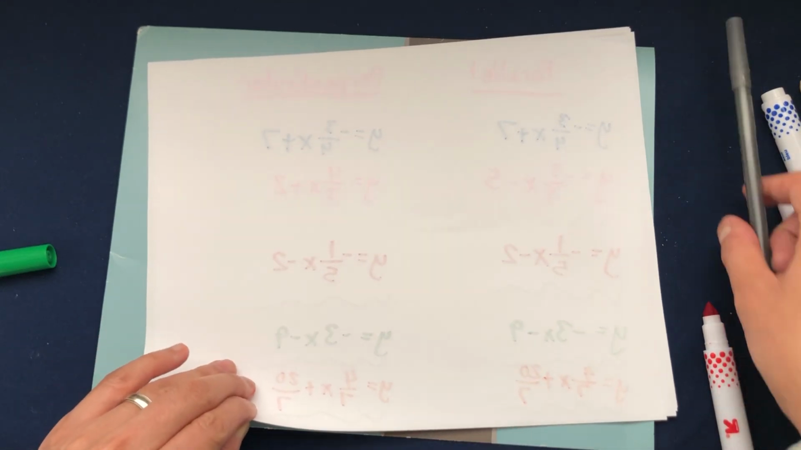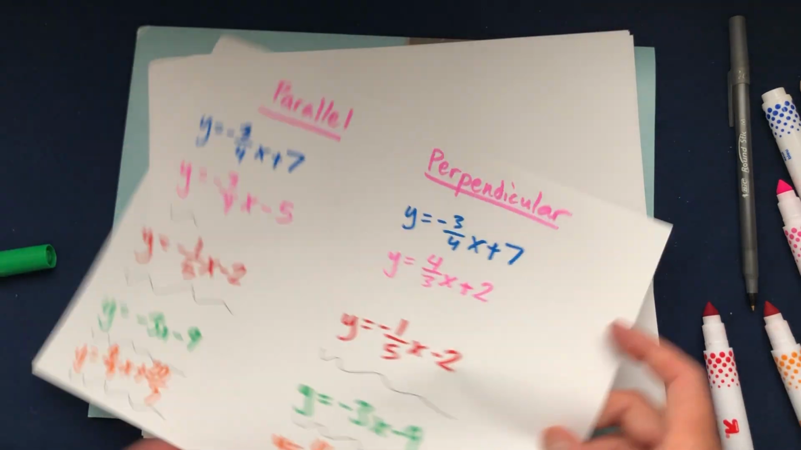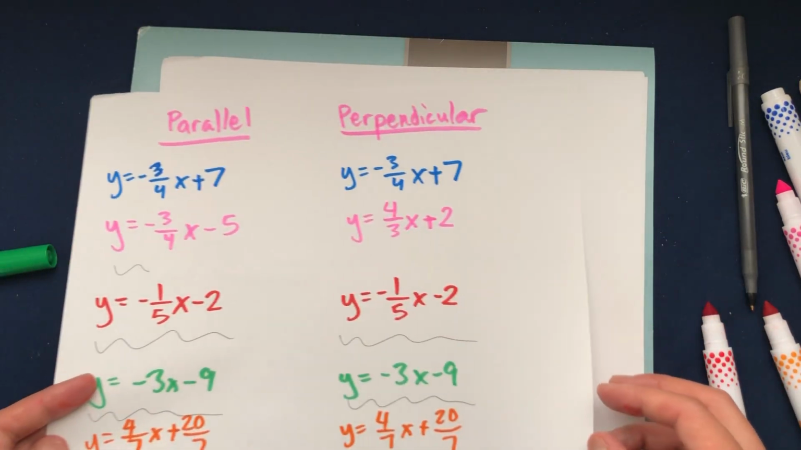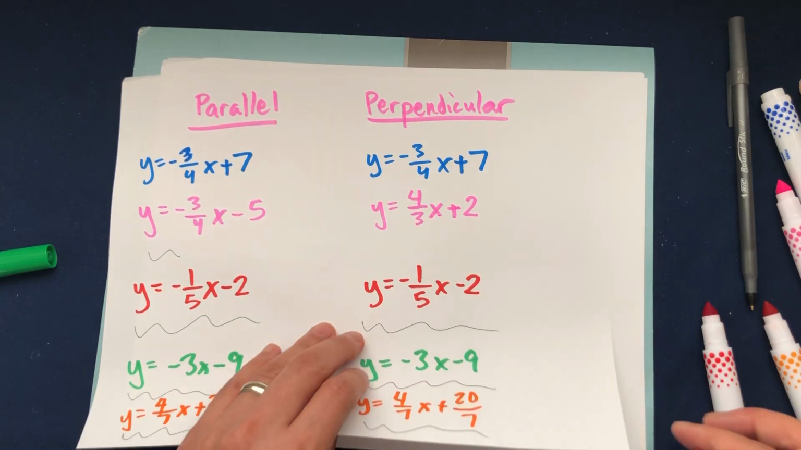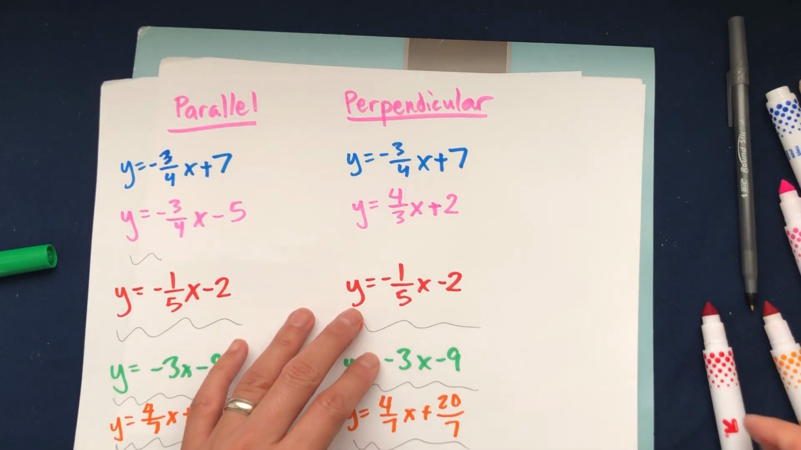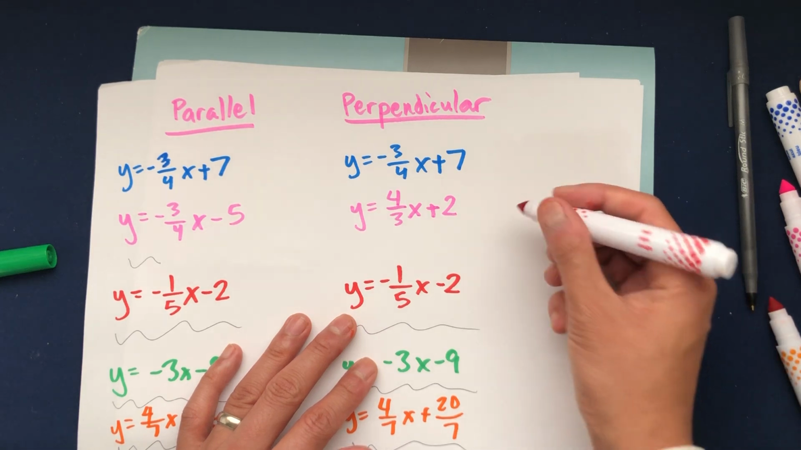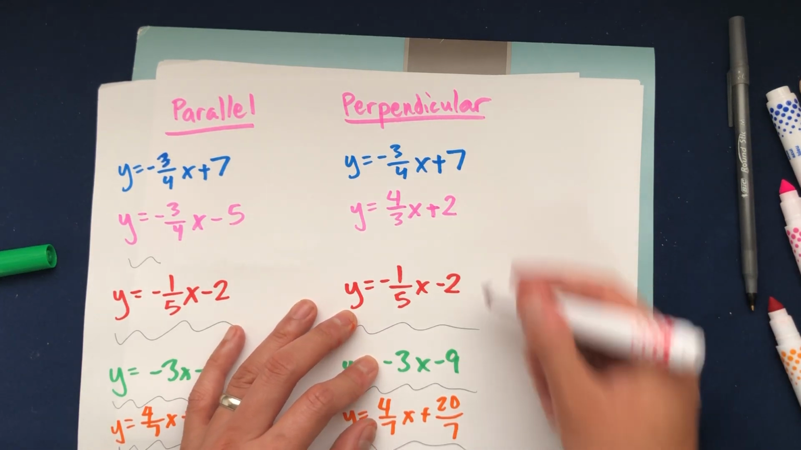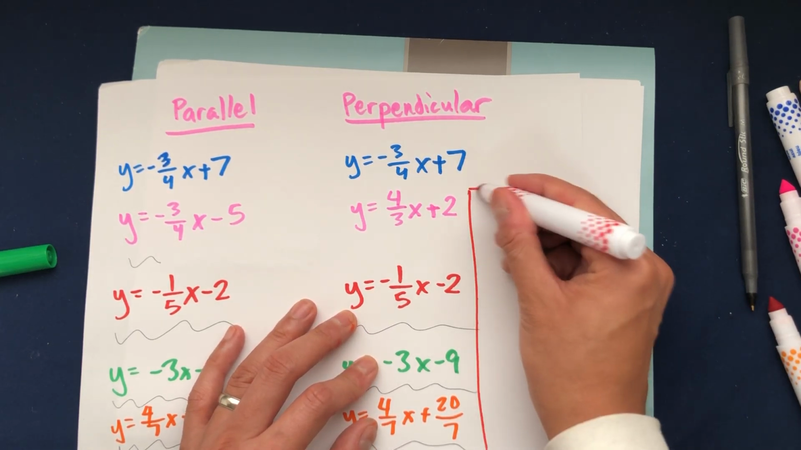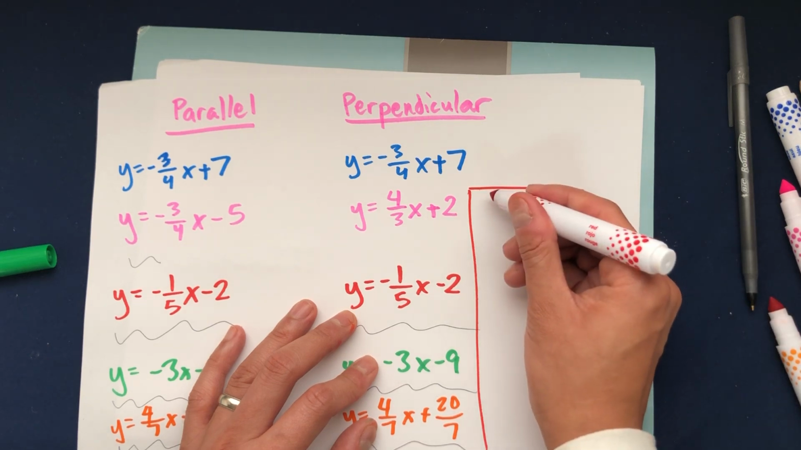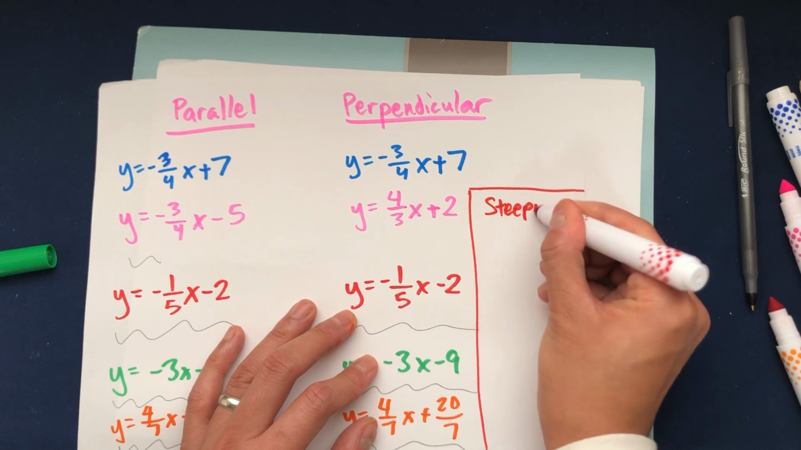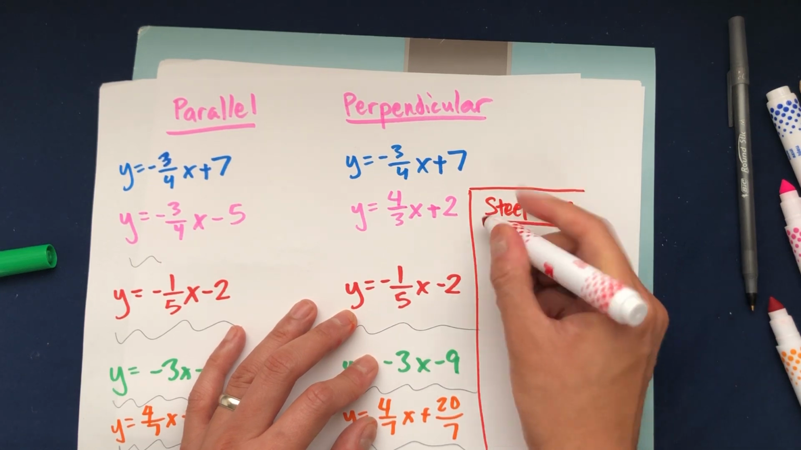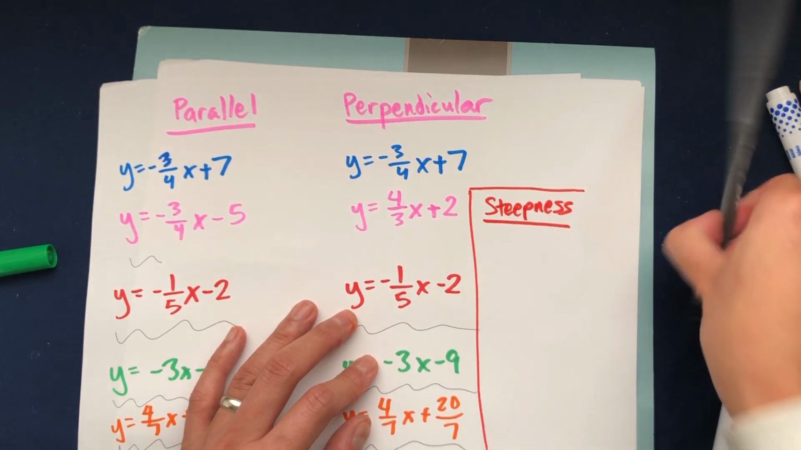Last but not least, we're going to look at steepness. So I'm actually going to keep it on the same page right here, steepness. And when we're looking at steepness, you want to organize them from either least to greatest or greatest to least steep. And in this case, I'm going to organize them by least to greatest.